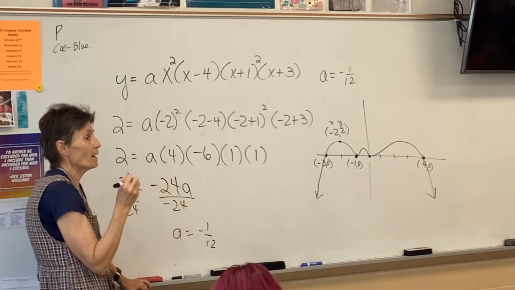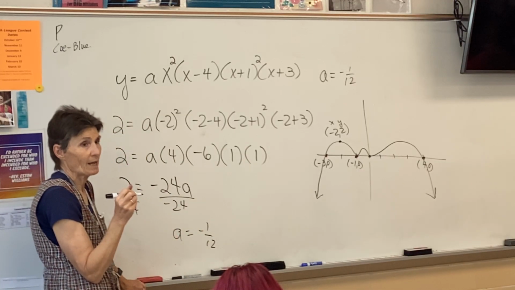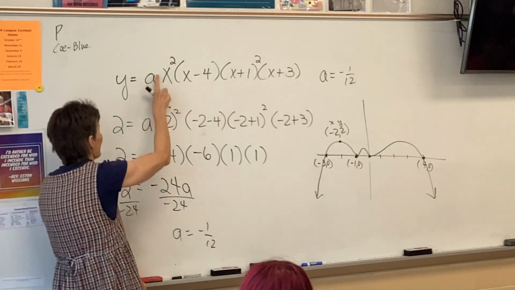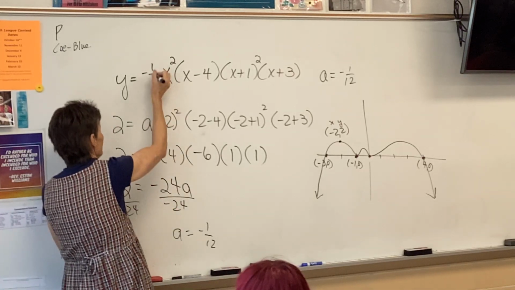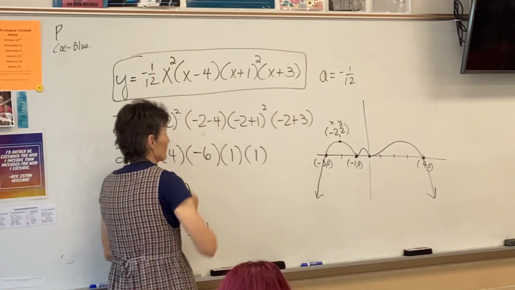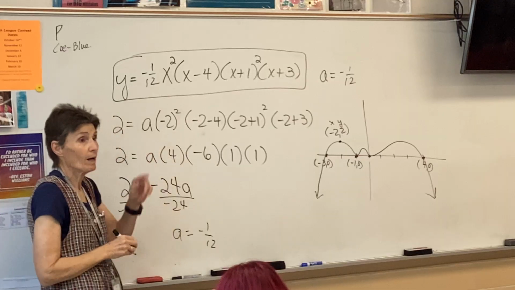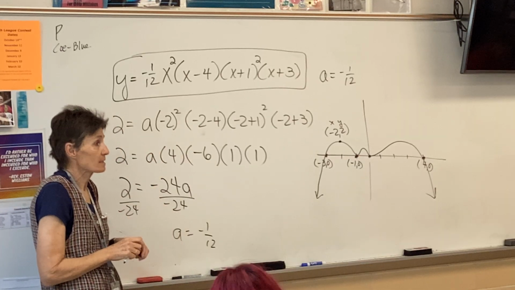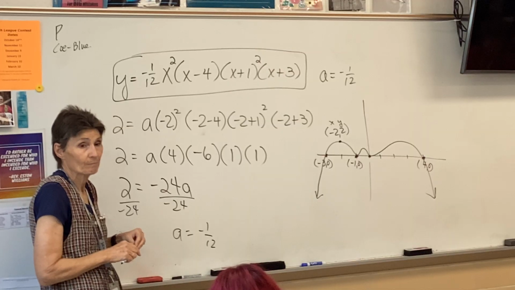Yep. What do I write in the answer blank? Not negative 112. Y equals negative 112 times the equation, x squared and so on. That is what goes in the answer blank. The negative 112 is part of that, but that's not the answer.